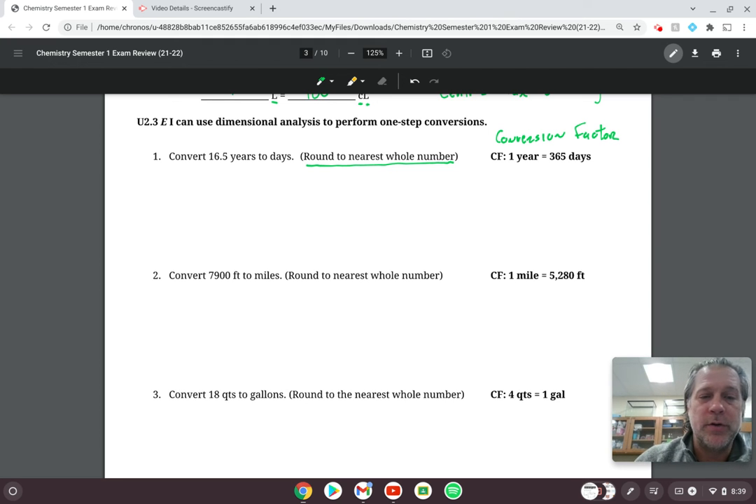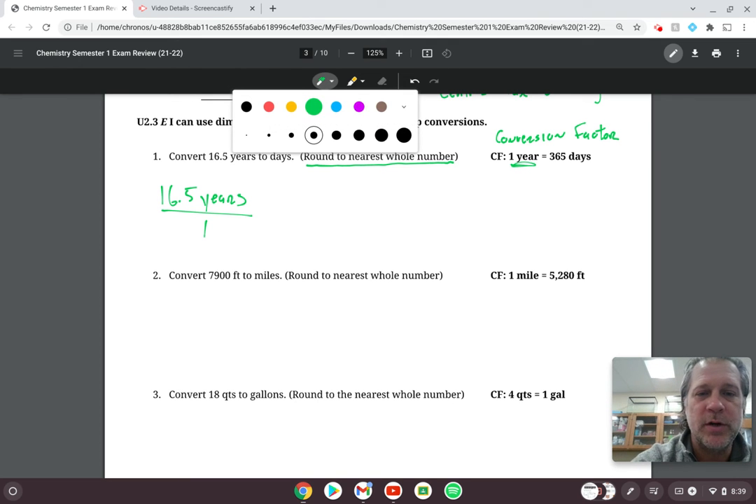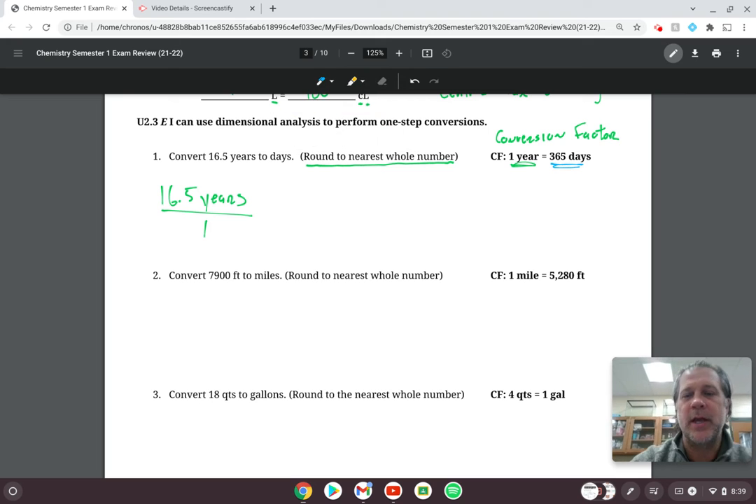So the very first thing we do is take our given piece of information, which in this case is 16.5 years, and you're asked to convert it to days. So I always take my given and put it over one. Now I'm going to look at my conversion factor, my relationship between years and days. I know there are other ways to do this, but for this exam we're giving you the conversion factors because it's more important that you know how to use the conversion factor you're given rather than memorizing a whole bunch of conversion factors.